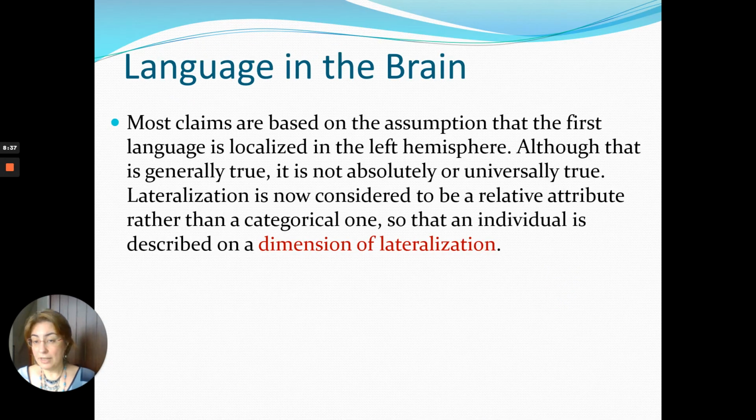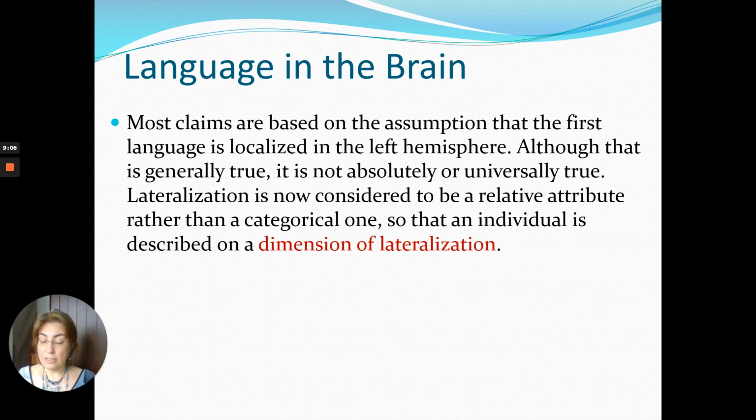Now, most claims are based on the assumption that the first language is localized in the left hemisphere. This is one of the results. Although that's generally true, that language is in the left hemisphere, it is not absolutely or universally true. Lateralization is now considered to be a relative attribute rather than a categorical one, so that an individual is described on a dimension of lateralization.